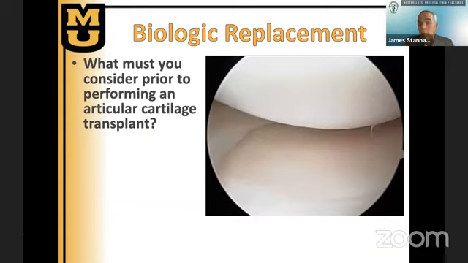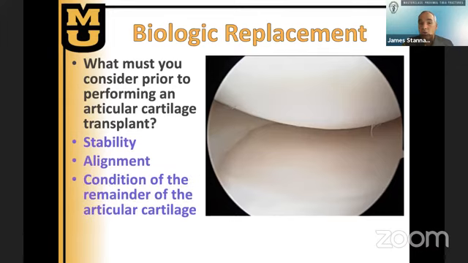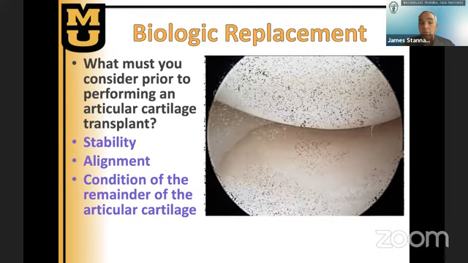So we evaluated her, had her ready to come as soon as we got a graft approved, basically on standby to go to the airport and get to Missouri, which is a long way from Warsaw. And this is an example of the graft that was put in. The things you have to consider and have to make sure you have are stability, alignment, and the remaining articular cartilage must be in good condition in order to do this technique, or must be replaced.